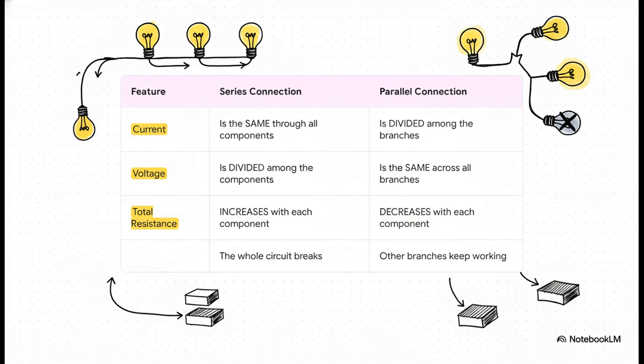Now let's flip over to the parallel circuit. This is where it gets really cool. Here, the voltage is the same across every single branch. It's the current that gets divided. And check this out. If one bulb fails, the other ones don't care. They just stay lit because their path is still complete. And here's the really mind-bending part. The more paths you add, the easier it is for the total current to flow. The total resistance actually goes down.